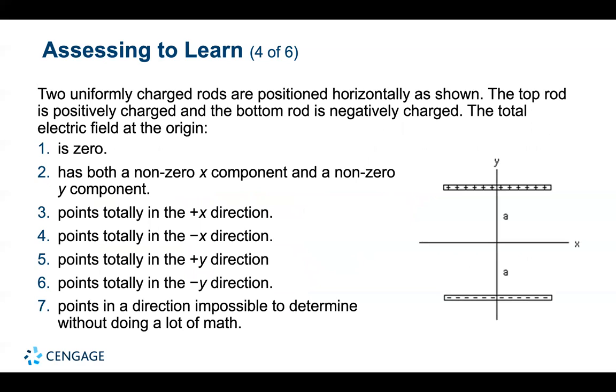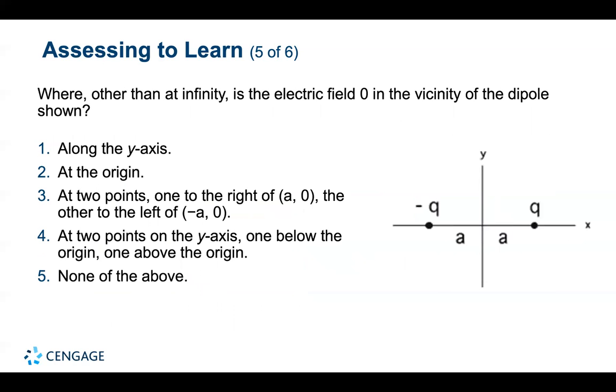Two uniformly charged rods are positioned horizontally as shown. The top rod is positively charged and the bottom rod is negatively charged. The total electric field at the origin points totally in the minus y direction is the answer. Where other than at infinity is the electric field zero in the vicinity of the dipole shown? And the answer is none of the above.